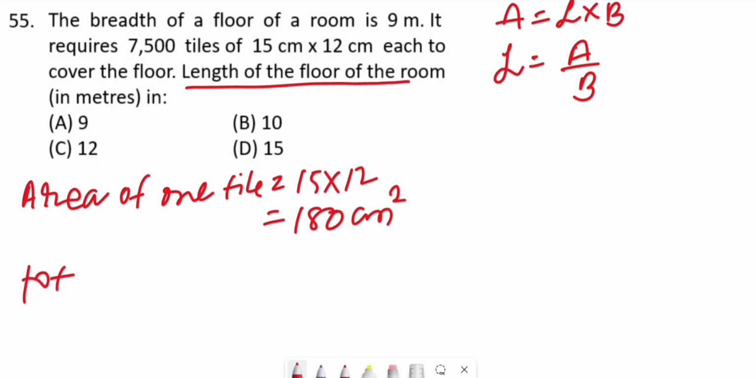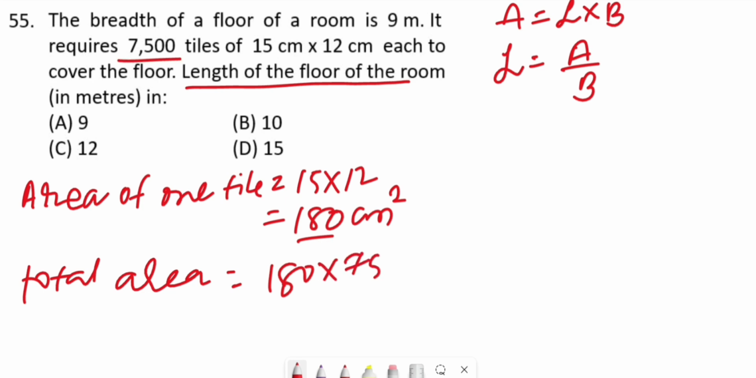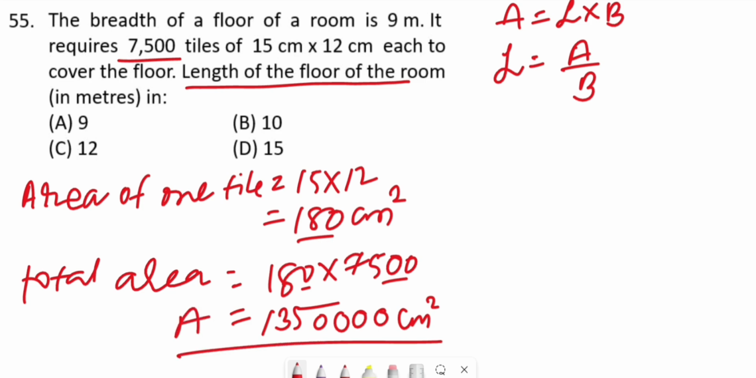So total area of the floor is equal to area of one tile, that is 180, into 7500 tiles. Okay, so this will give the area of the floor in terms of centimeter square. Alright, so let us multiply. So this value will be in terms of centimeter square. So at this stage we know the area and the breadth, so we can find out the length.